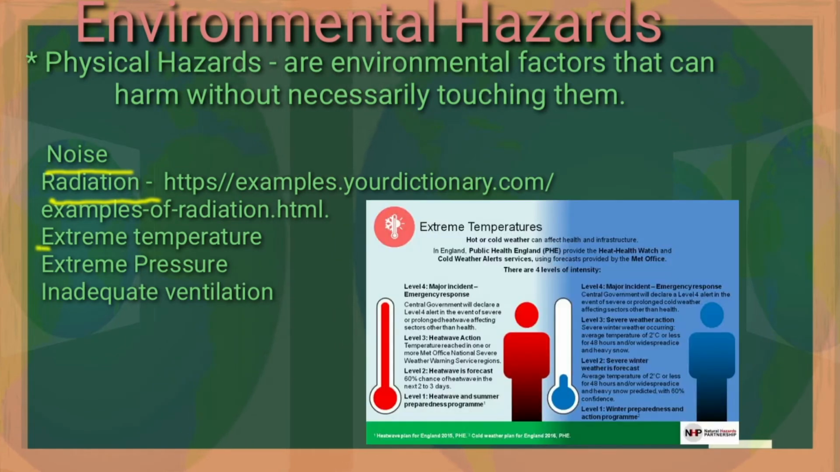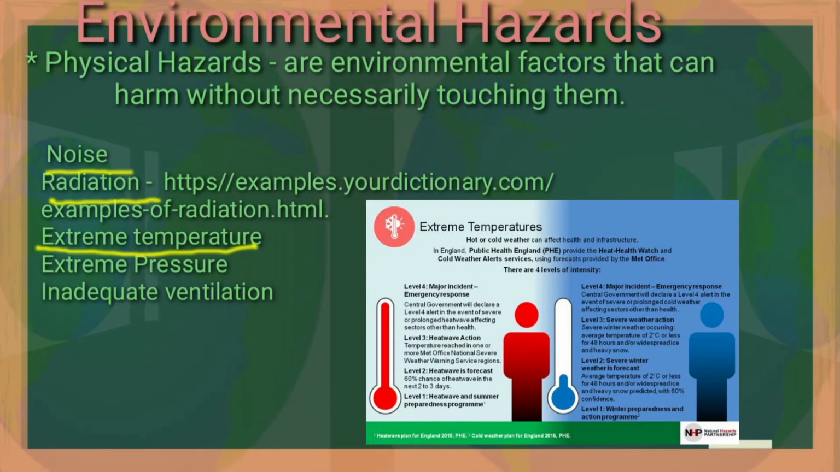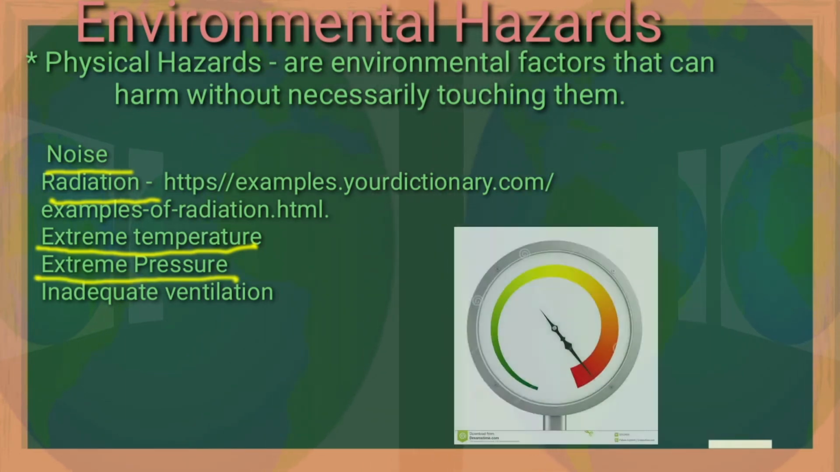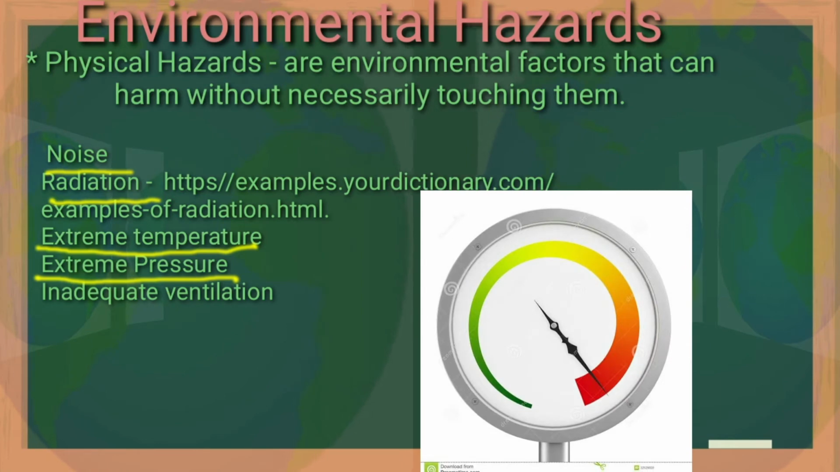Extreme temperature refers to the temperatures that a human being can survive. For example, extremely cold or freezing, and conversely, extreme heat or very hot. Extreme pressure refers to atmospheric pressure. It could be high altitude, which is beyond the limit of human beings, or beneath the surface, for example, divers, who can only dive within a limit.